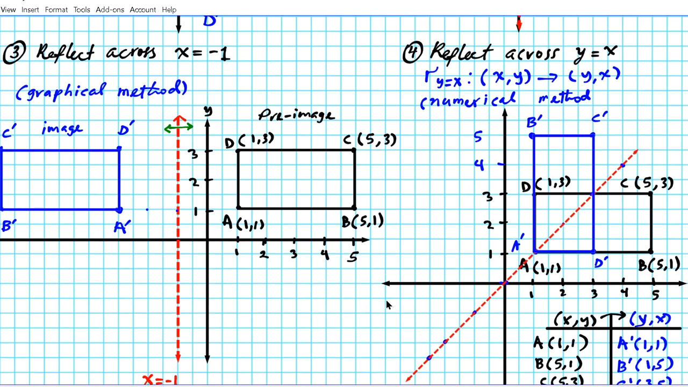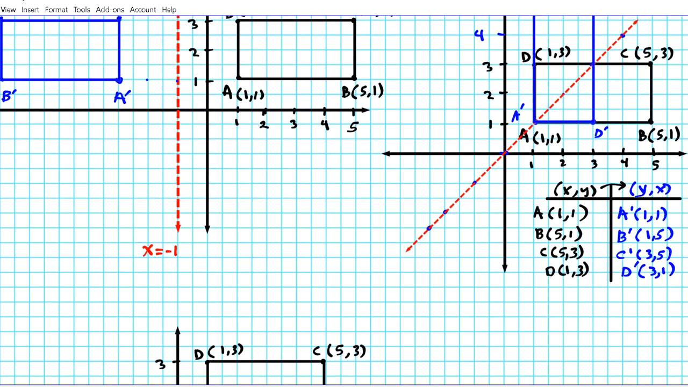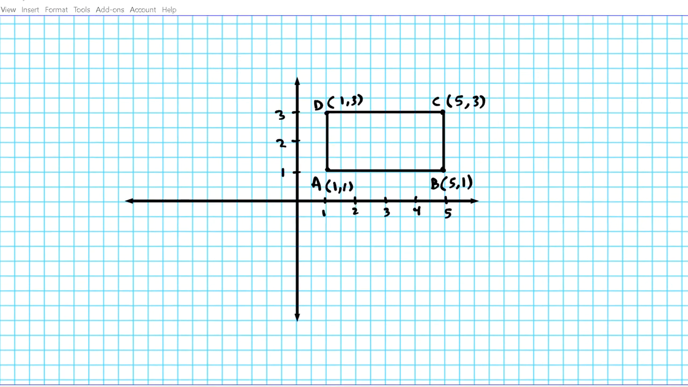Okay, let's look at one more example, and that'll be that. All right, so let's say for number 5, we're reflecting across the line y equals negative x. Okay, let's write that down. So number 5, reflect across y equals negative x. Okay, so what is that going to look like?